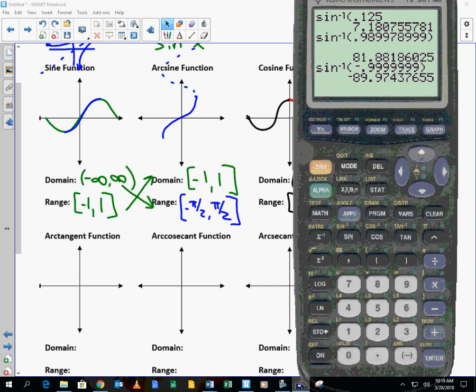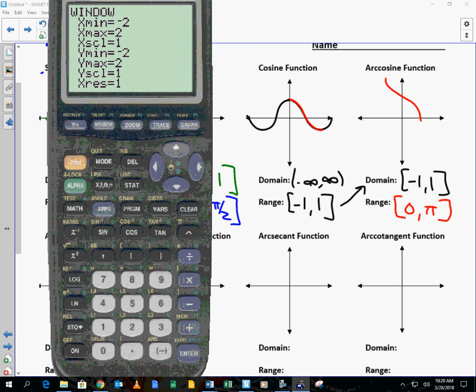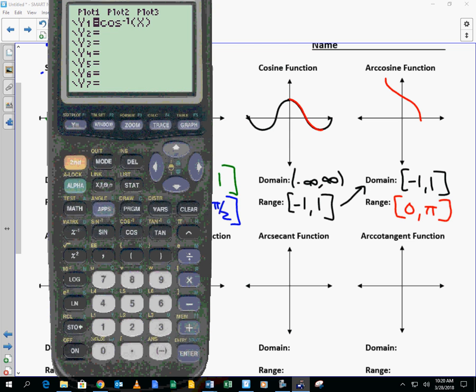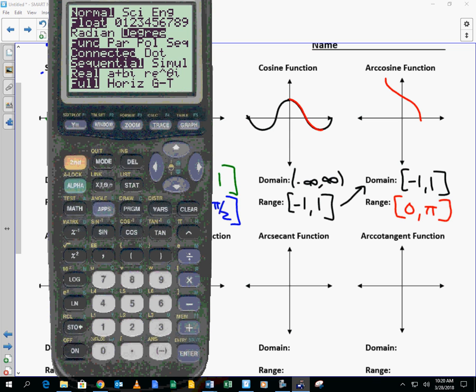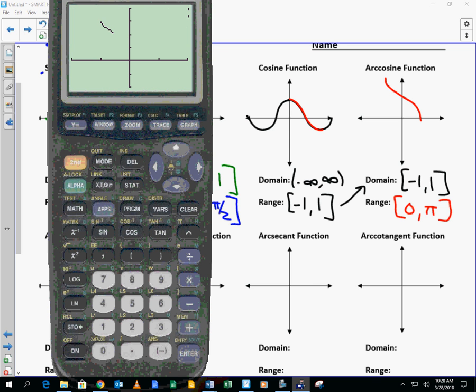If I go into my calculator, I go into my window and I change the y value up here to 4, and I go into y equals, and I do arc cosine of x, and I'm in radians. There we go. And I press graph. You can see the arc cosine function that develops.